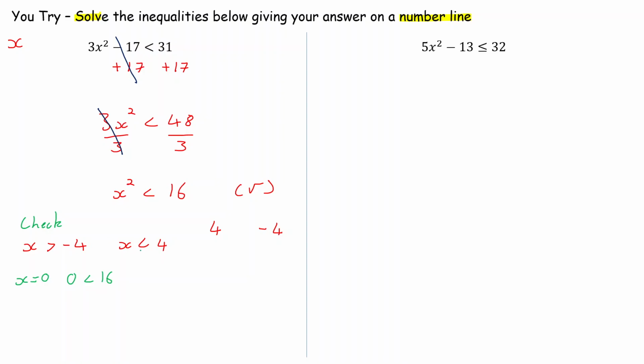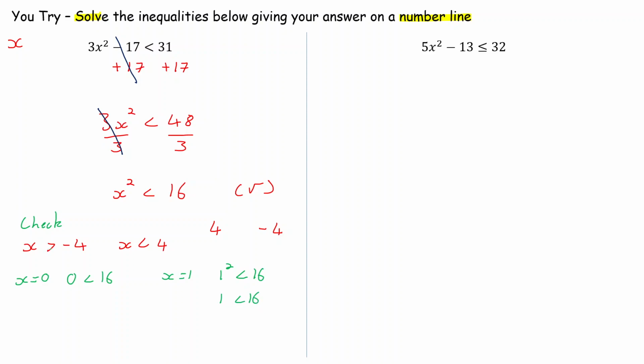And similarly, if x is less than 4, again, let's just use the number 1 in this case, because that's less than 4, is 1 squared less than 16? Well, 1 squared clearly is less than 16, so it makes sense.